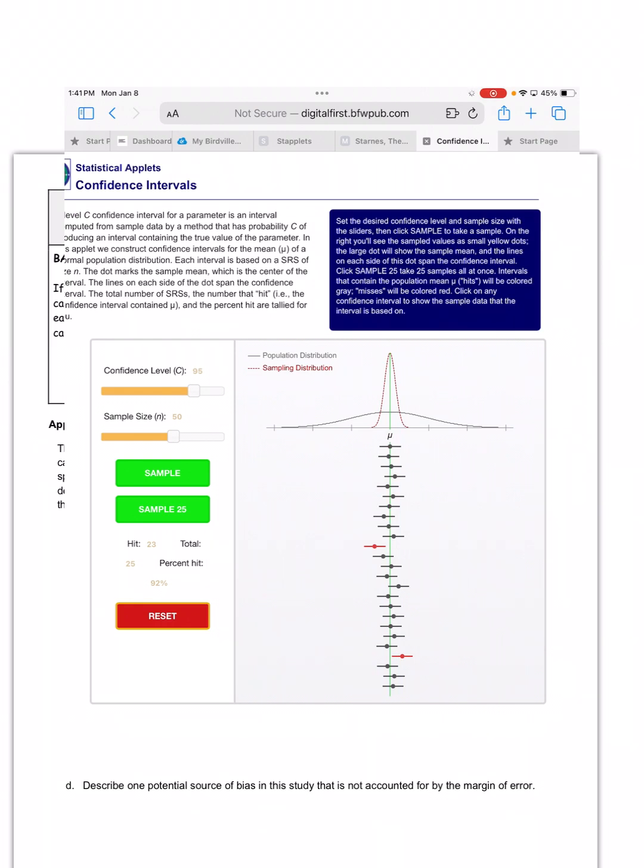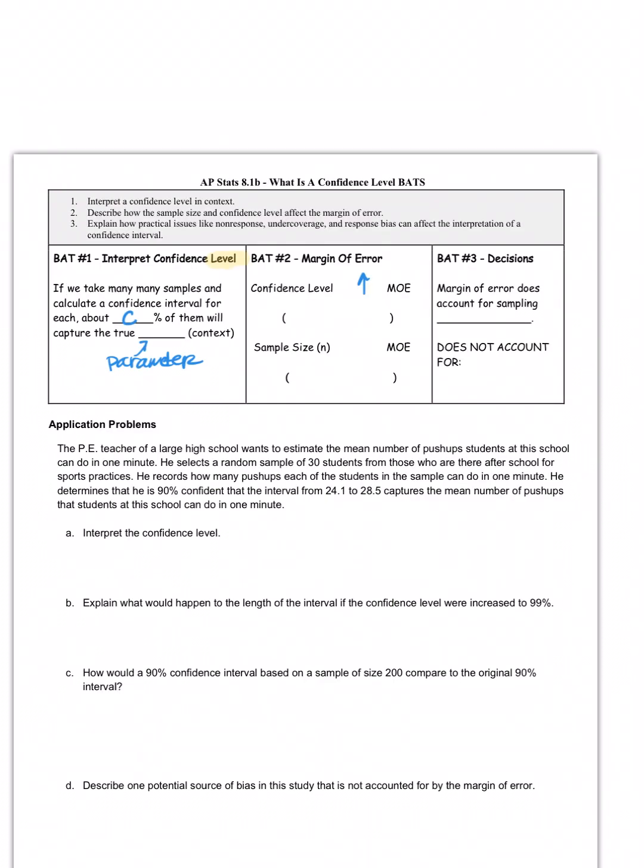All right. So let's switch gears and go back to our simulation. Now, if we look at this and we decide to whittle this down to what it is we need to know, first thing you need to know is how to interpret a confidence level. Remember, the wording is different than a confidence interval.